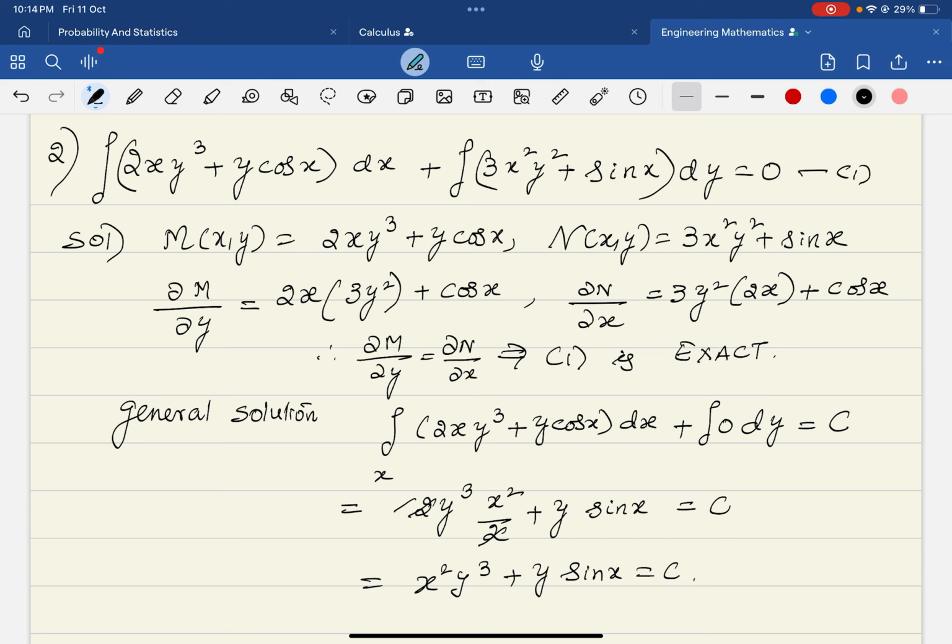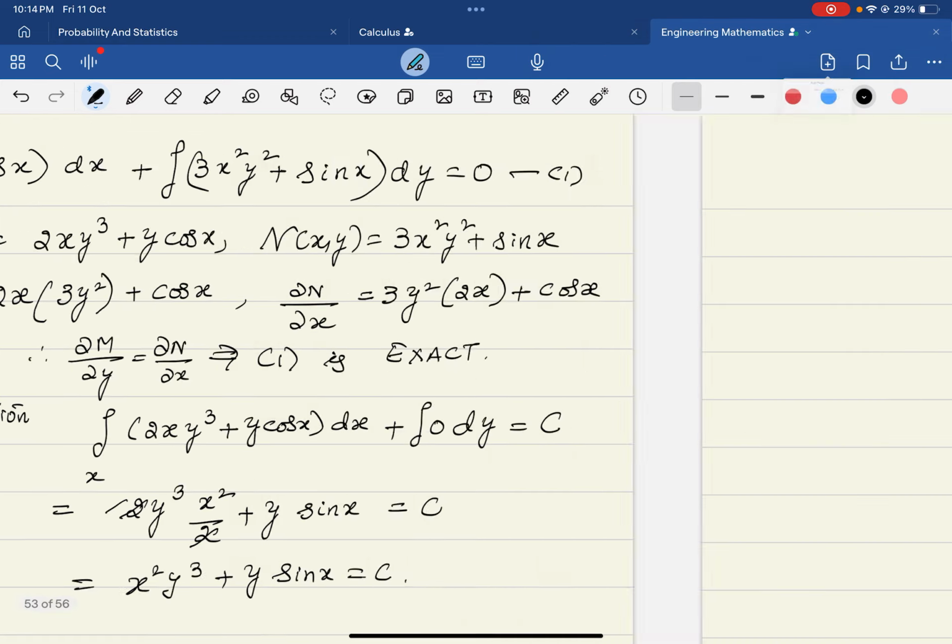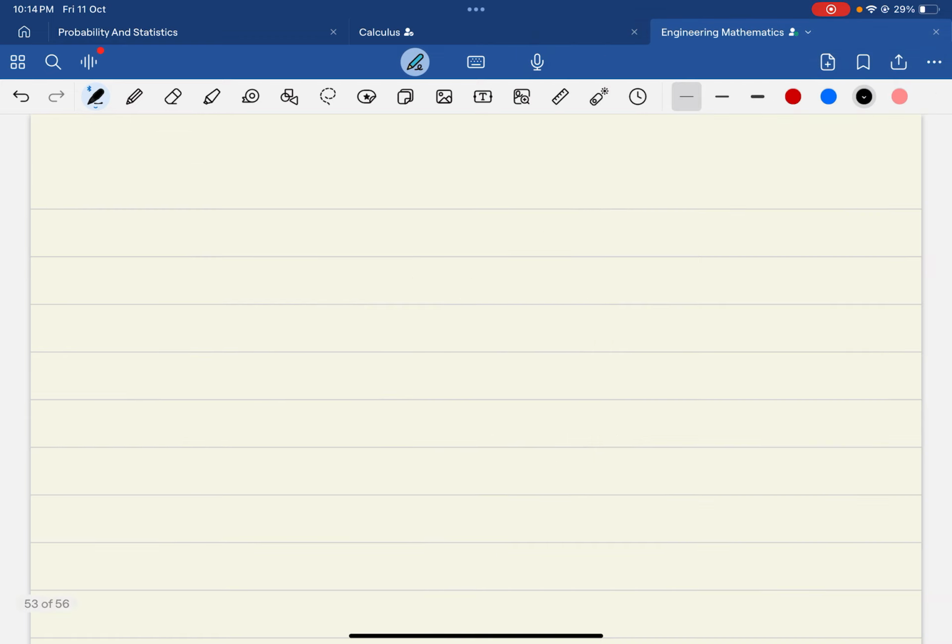So this is the general solution of the equation. I hope you could follow it. So simple are the problems. So you can get a good score if exact differential equations are given to us. So now coming to the next problem.